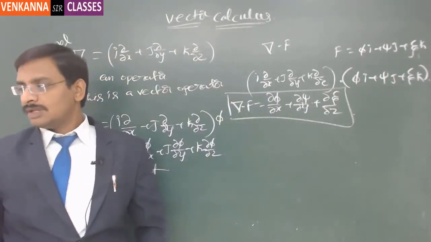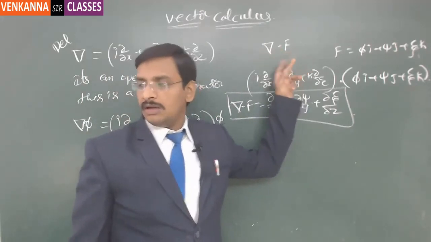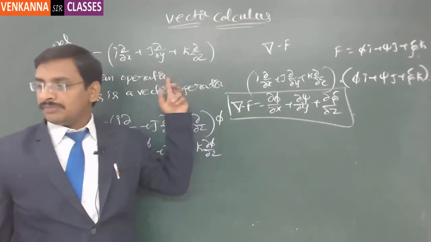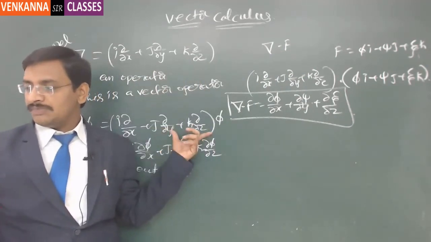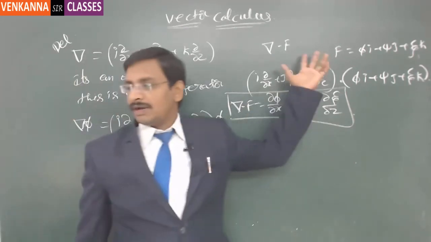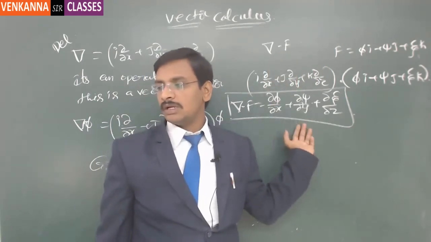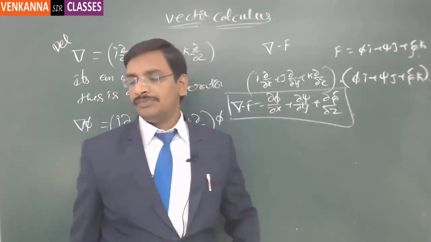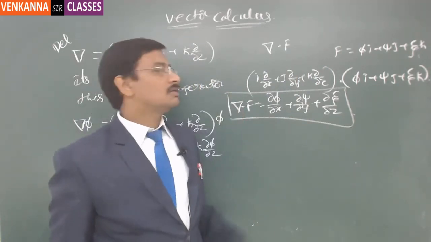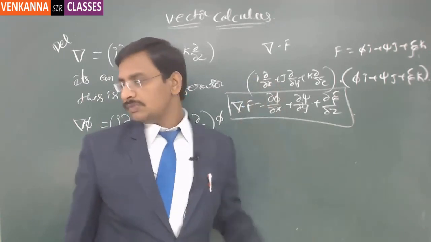So here you have operated this vector operator onto a vector, whereas there we operated a vector operator on a scalar. Once it is done, the scalar became a vector. Here, del and f are both vectors, and the result we are getting is a scalar. Got it? So the vector operator can operate on a scalar or a vector. The dot product will always result in a scalar.